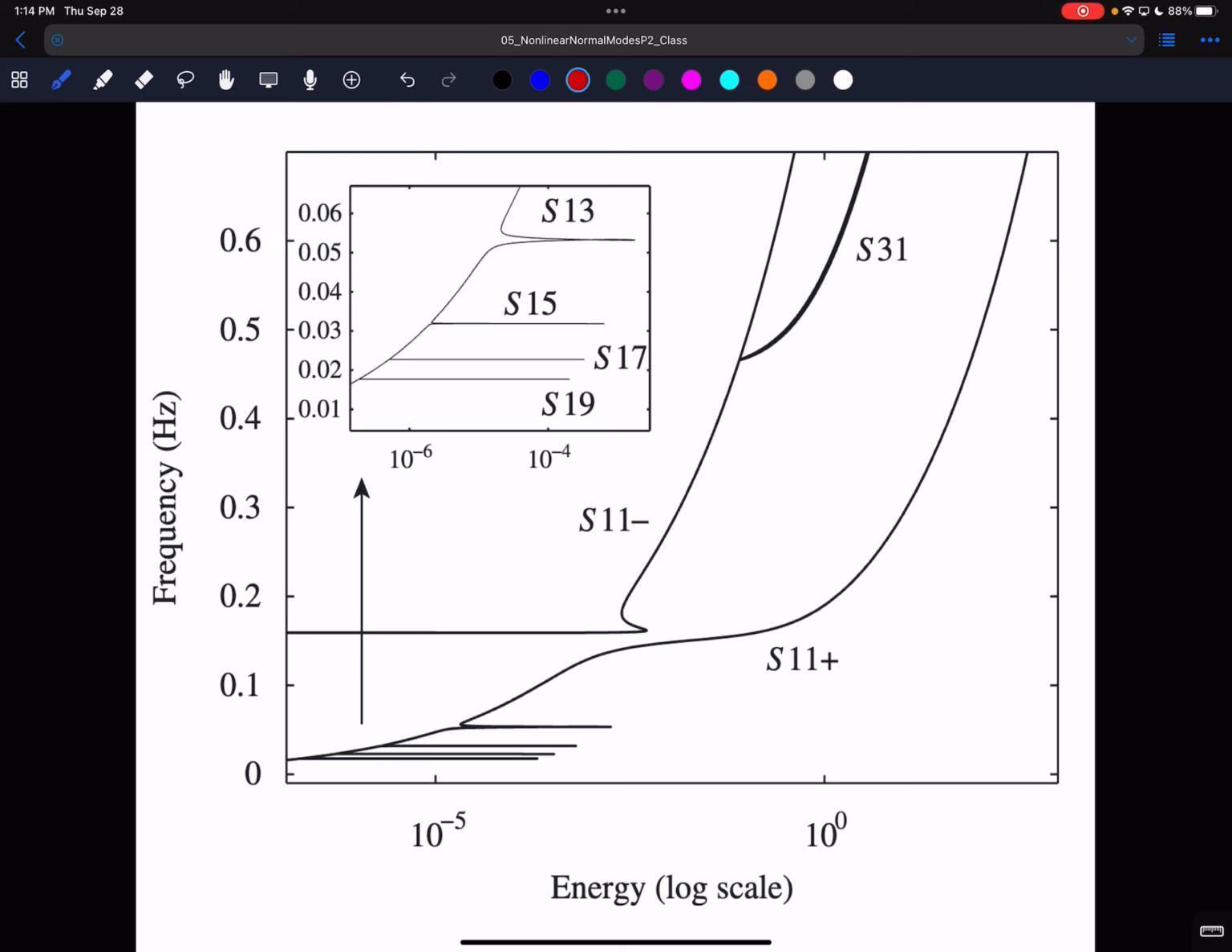And as we increase energy, several different tongues show up. First a 1 to 9, a 1 to 7, and then a 1 to 5, and a 1 to 3. And then more and more show up as well. And there's actually an additional branch, this S31, that appears. And again, this is kind of what we're talking about. You can have more than one NNM existing at the same time.